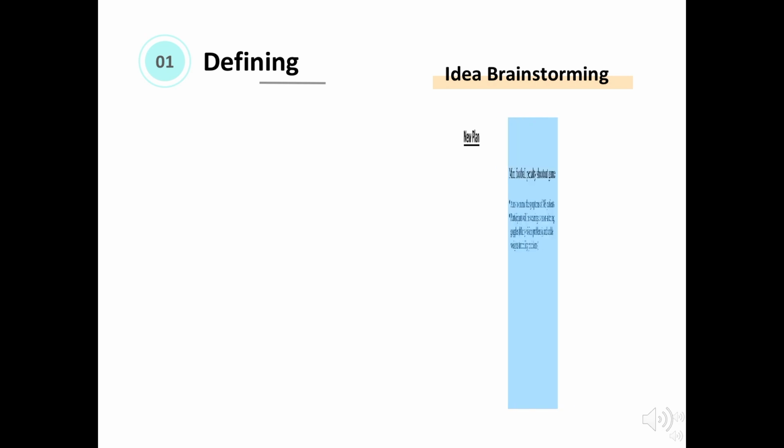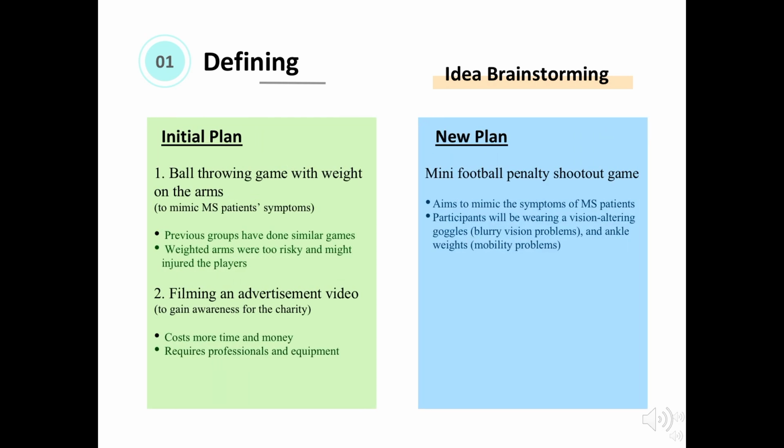The first stage was to design an activity to raise funds, at the same time creating awareness about the therapy center. To develop such an activity, we researched on MS and other neurological conditions and then brainstormed various ideas with its help. We had come up with two different plans initially, but decided against them. A football penalty shootout game was our final decision, with participants having to wear vision impairing goggles and have weights tied to their ankles, as this would mimic the most common symptom of MS, being blurry vision and mobility difficulties.